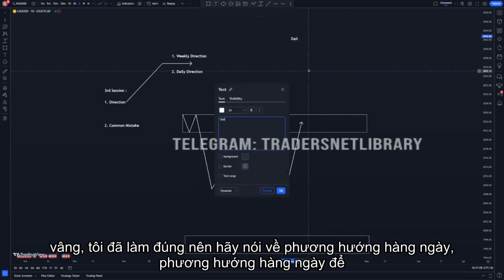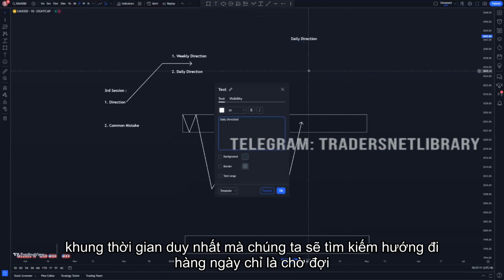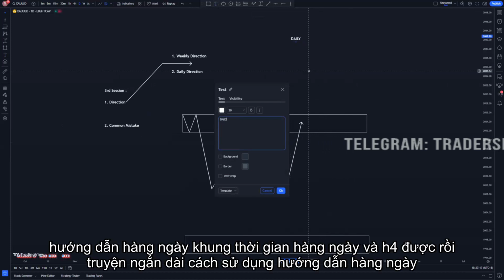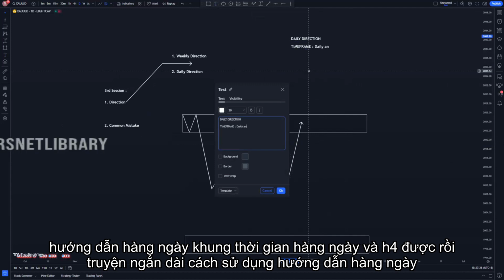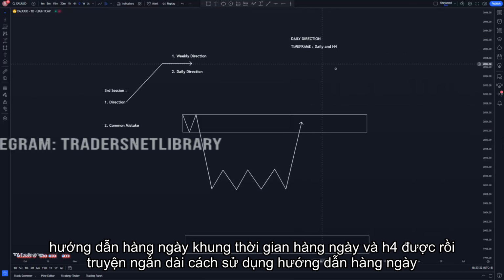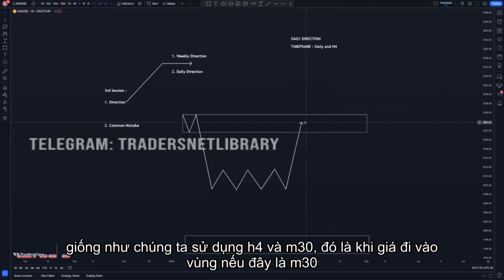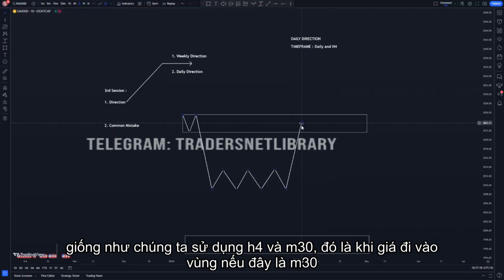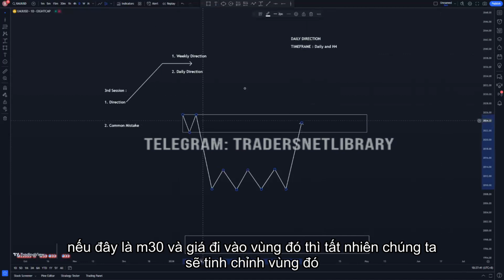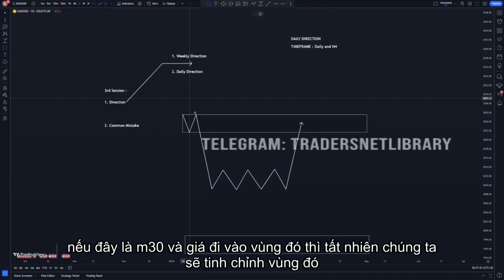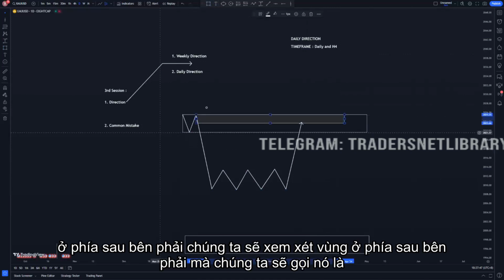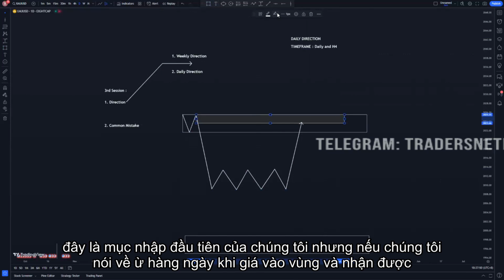So daily direction. The only time frames that we're going to look at for the daily direction are daily and H4. Okay, long story short, how to use daily direction is the same as how we use H4 and M30, which is when the price gets into the zone. If this is M30, when the price gets into the zone, of course we're going to refine the zone at the back, right? Which we're going to call our first entry, right?